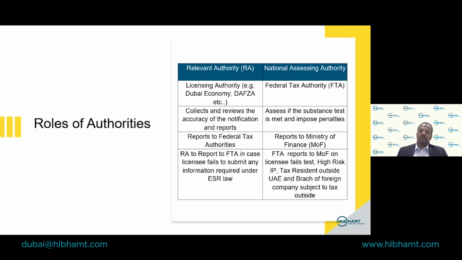And coming back to the National Assessing Authority, they are the authority to assess if the substance test is met and impose penalties. They are the authority who will be assessing based on the reporting documents which they have received through the relevant authority.